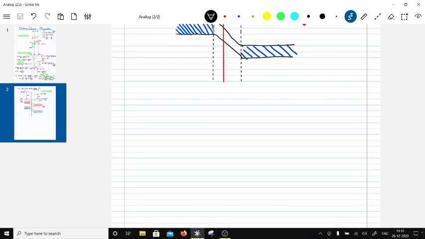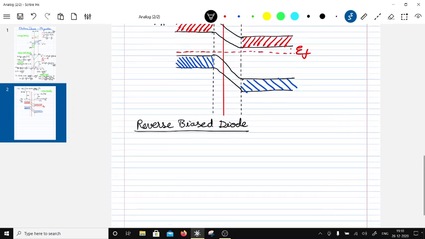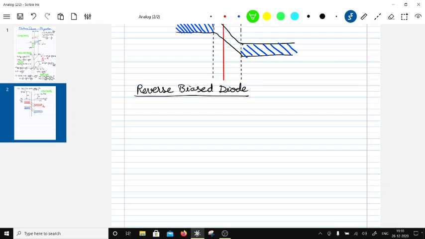Now the next question is, where am I going to use this reverse bias diode? A reverse bias diode basically has variable capacitance. So let's talk about capacitance across the junction. How do you get the capacitance?